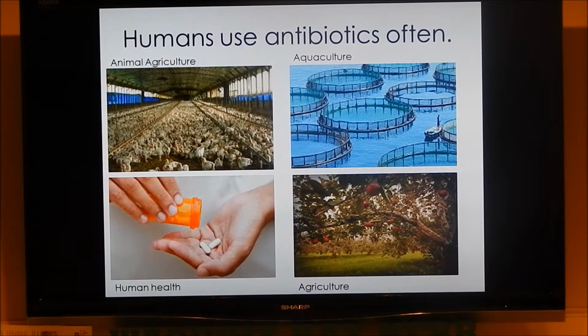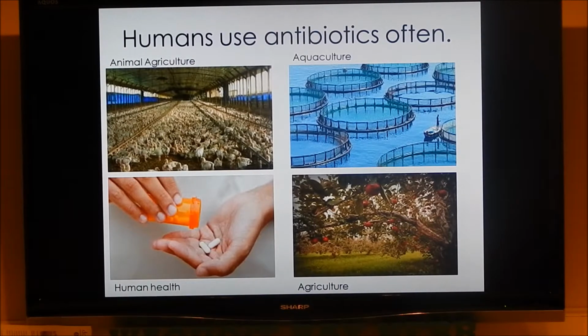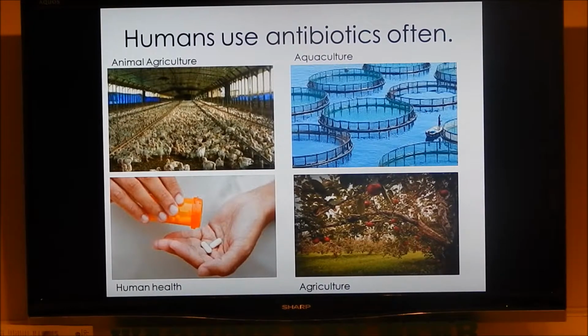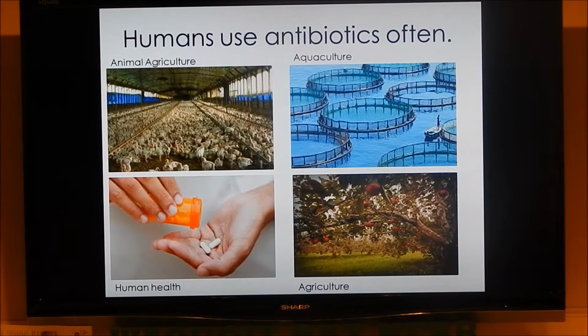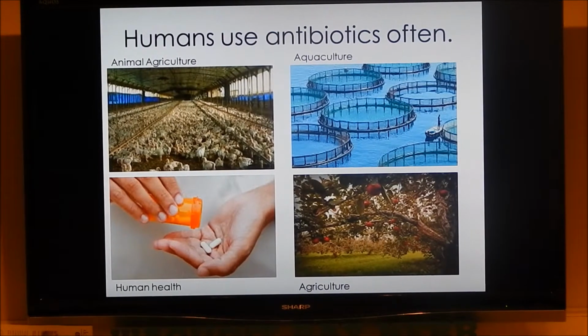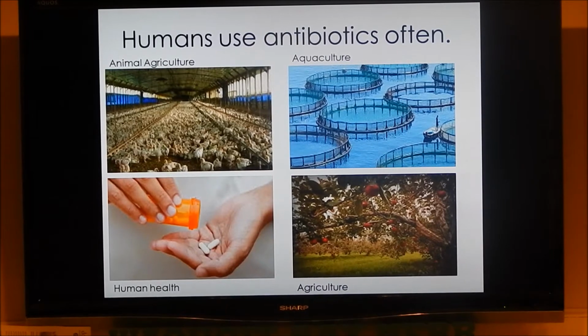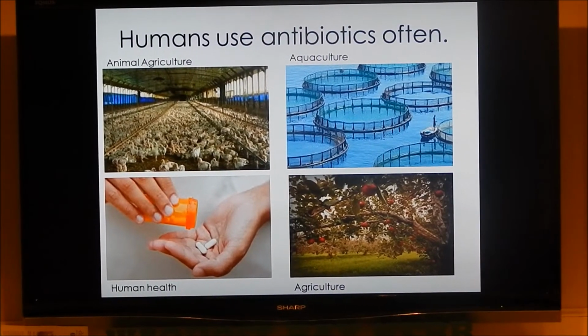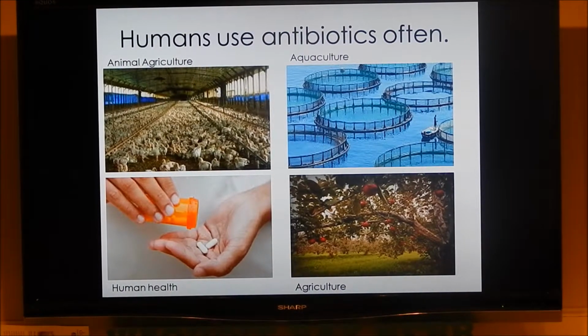But we're not using that all just for sick animals, right? It turns out that if you feed animals antibiotics at lower levels than what you and I would need for an infection, they actually grow faster. And so if you can imagine, if they're growing faster, you can take them to market sooner and potentially make more money. So a lot of farms put antibiotics into the feed to allow them to grow faster.